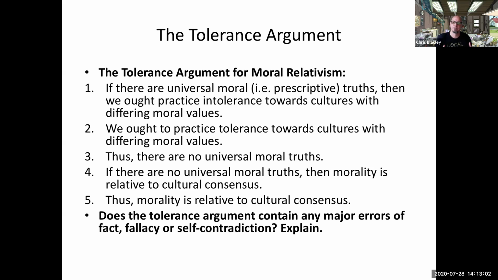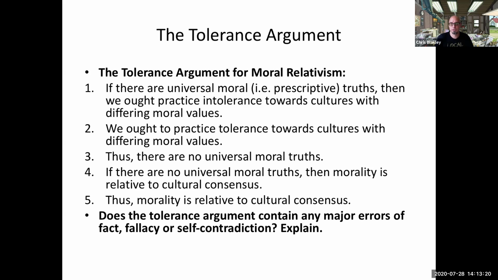So the idea here is that, well, obviously ours are right. That's another underlying assumption of the argument. Premise 2: But what we ought to do, we all know this, of course, is that we ought to practice tolerance towards cultures with differing moral values. Thus, there are no universal moral truths.